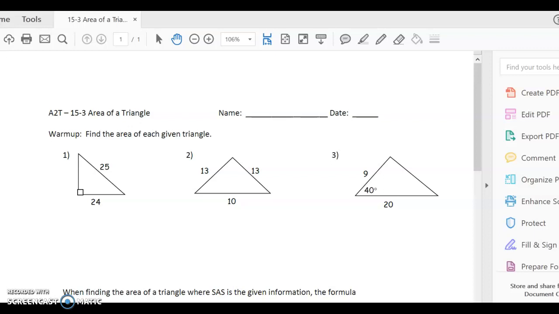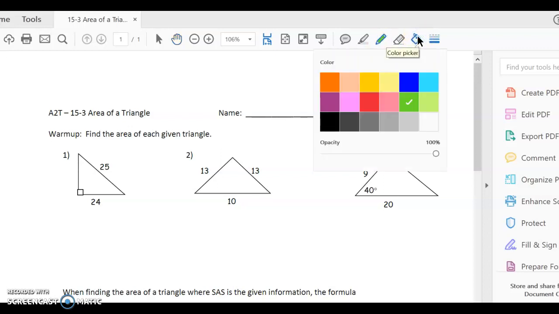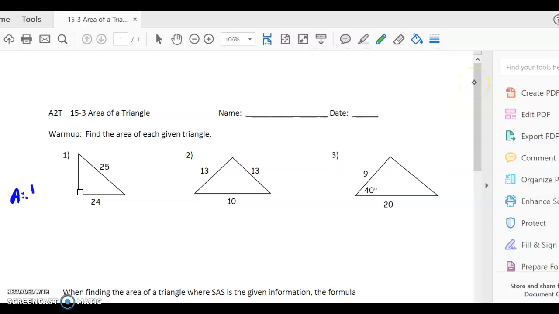This section is very short and quick, but I want you to take a minute, pause the video, and please do the warm-up of finding the area of each triangle given. Alright, so hopefully you remember the area of a triangle from geometry is 1/2 the base times the height.